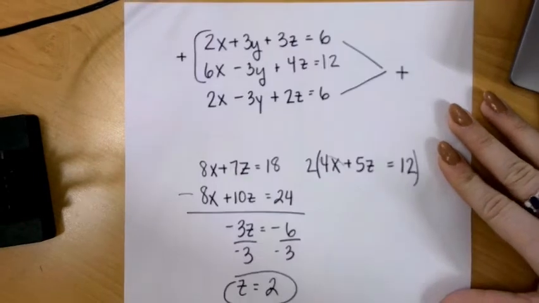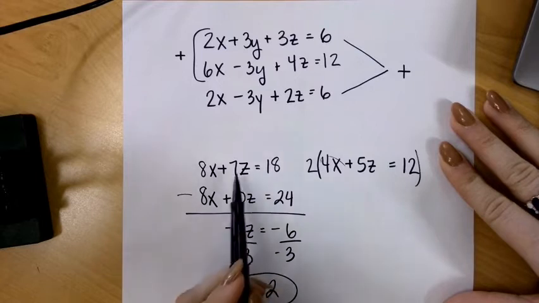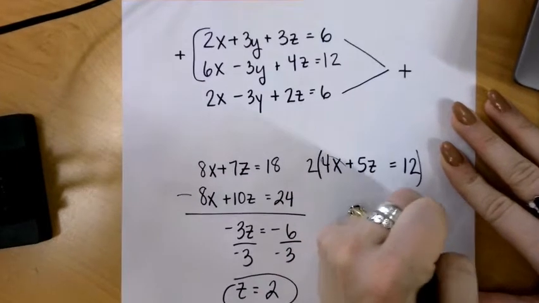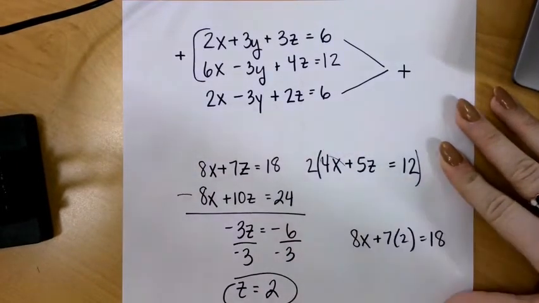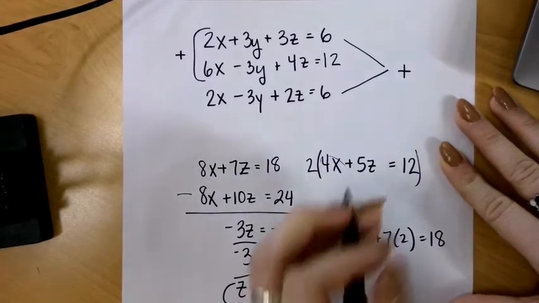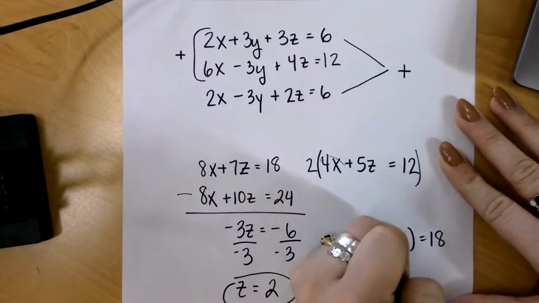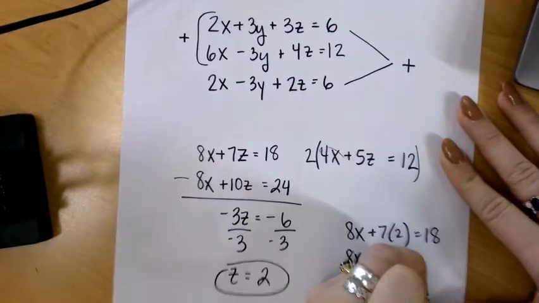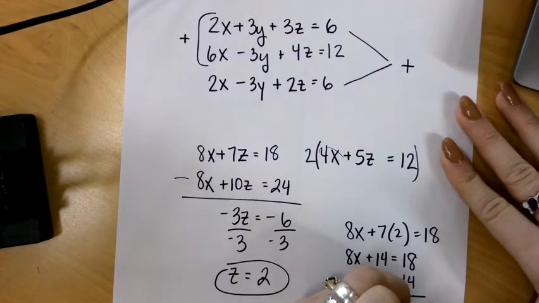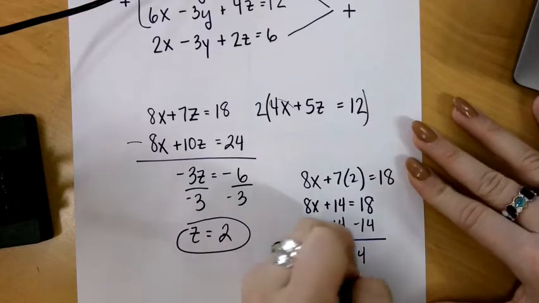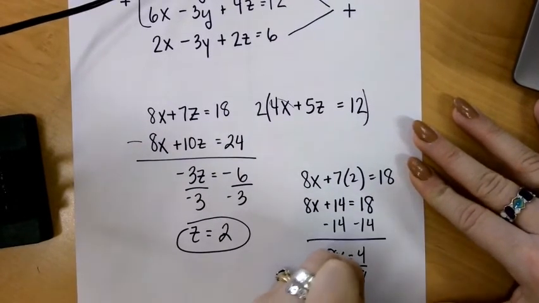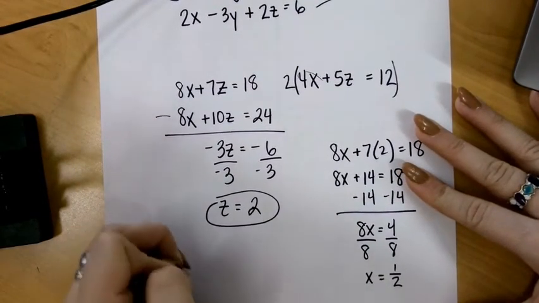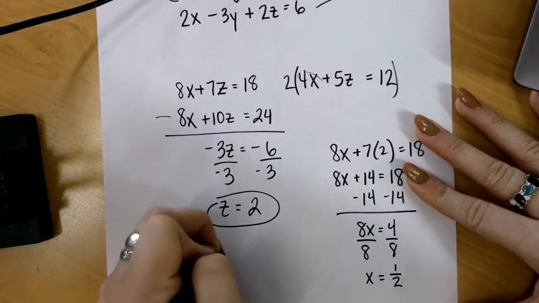Now I want to find x, so I can simply plug this z into one of my other equations. So I have 8x plus 7 times 2 equals 18. So I just plugged z in. So I get 8x plus 14 equals 18. Subtract my 14. 8x equals 4. Divide by 8. X equals 1/2. So far I have the ordered pair 1/2, I don't know, and 2.